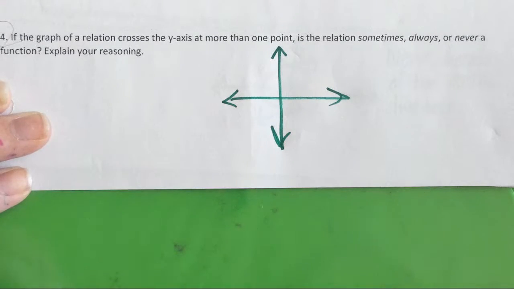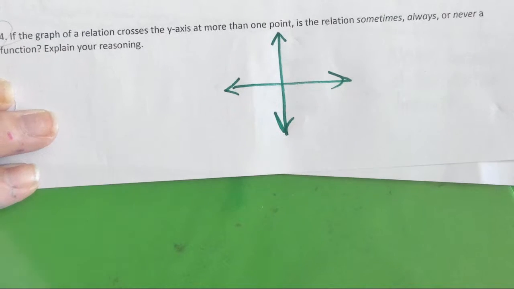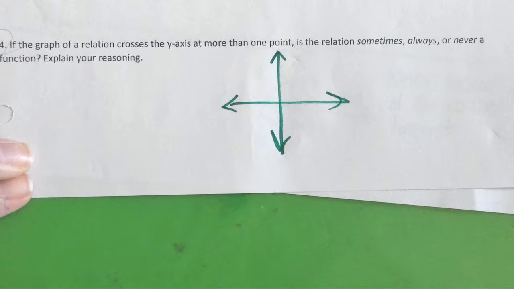The last question, table 4, y'all are so nice and quiet. You can have a point for that. The last question says, if the graph crosses the y-axis at more than 1 point, is the relation sometimes, always, or never a function?